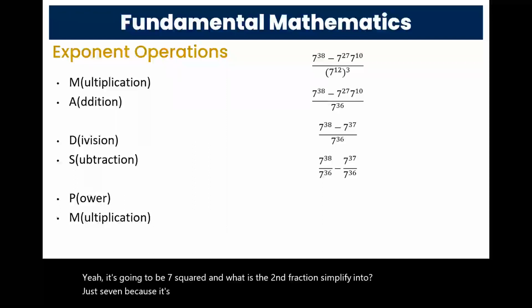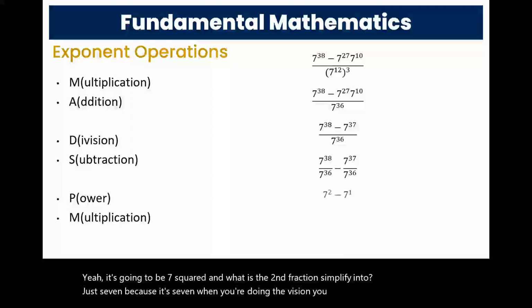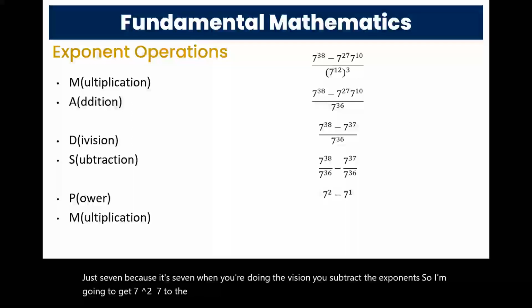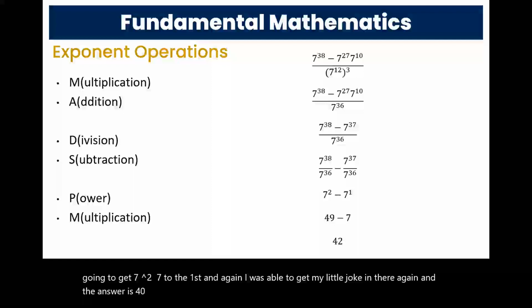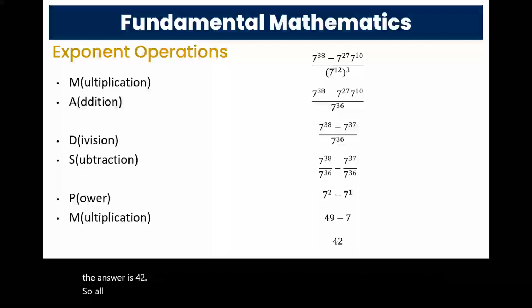When you're doing division, you subtract the exponent. So I'm going to get 7 squared minus 7 to the 1st. And again, I was able to get my little joke in there again. And the answer is 42. So all that mess turns out to be 42.